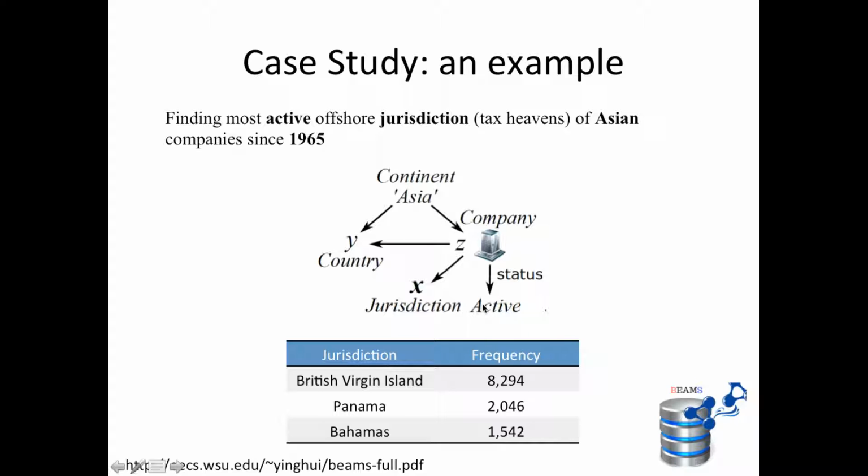Note that each node may have a type and a set of attributes. For example, continent is the type of the node and Asia is an attribute value. By running BIMS, we can find the most frequent events. Here, the most active jurisdiction so far is the British Virgin Islands.